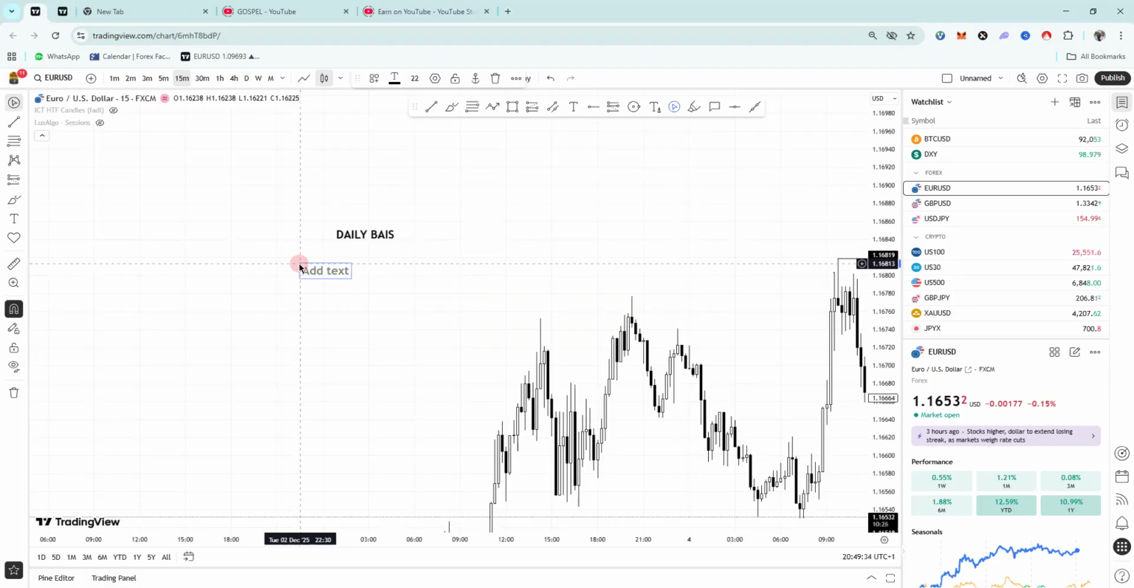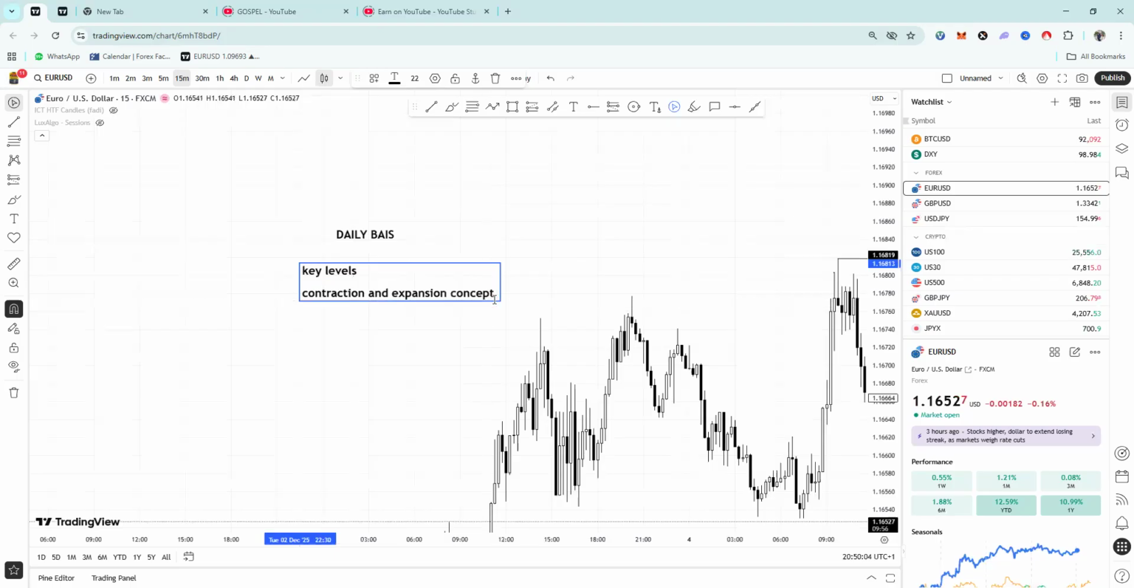The first element we can use to identify our daily buyers is key levels. Just pay attention closely. We can use key levels to identify our daily buyers. When price is not at a key level, we can use what we call the contraction and expansion concept to determine our daily buyers. Also, we can use candle formations, candle closes, to determine our daily buyers.